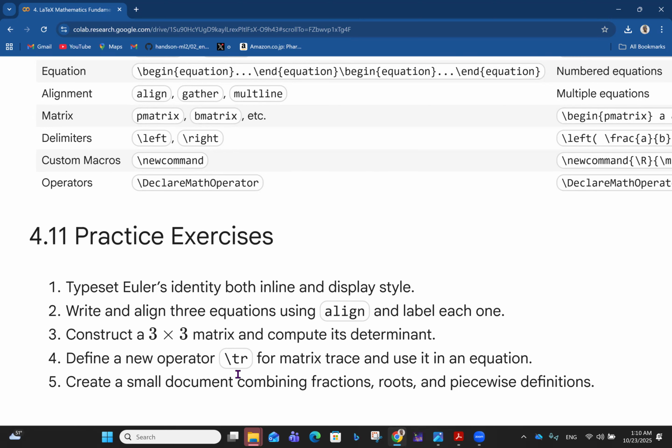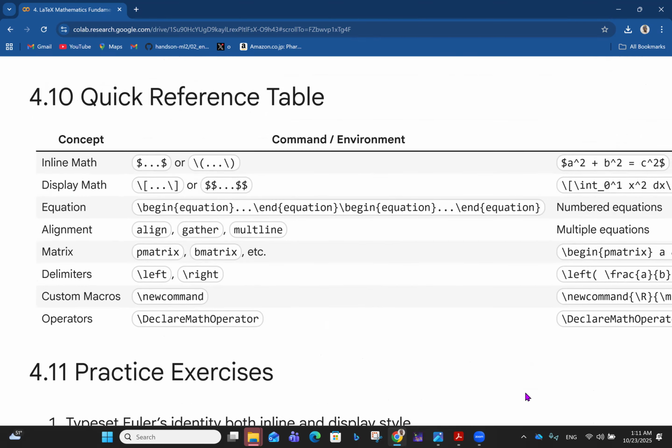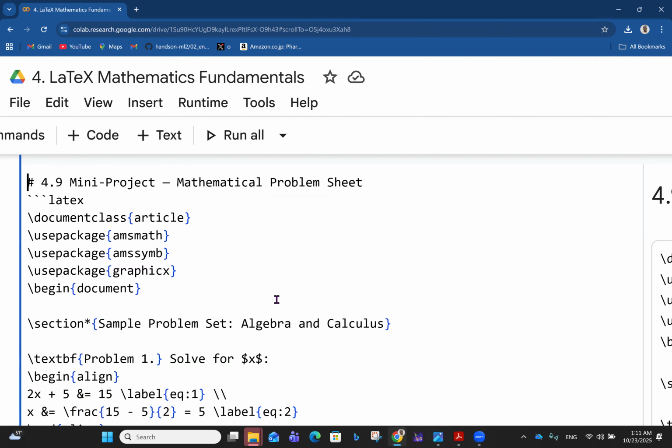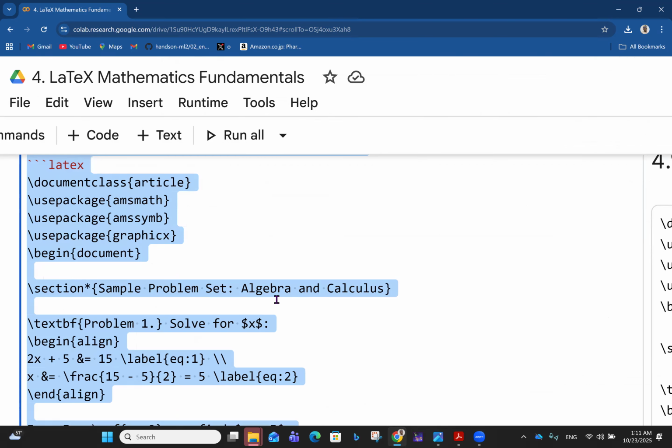Define a new operator \tr for matrix trace and use it in an equation. Then create a small document combining fractions, roots, and piecewise definition. So let's go back to our mini project. Okay, so just copy the whole of that.